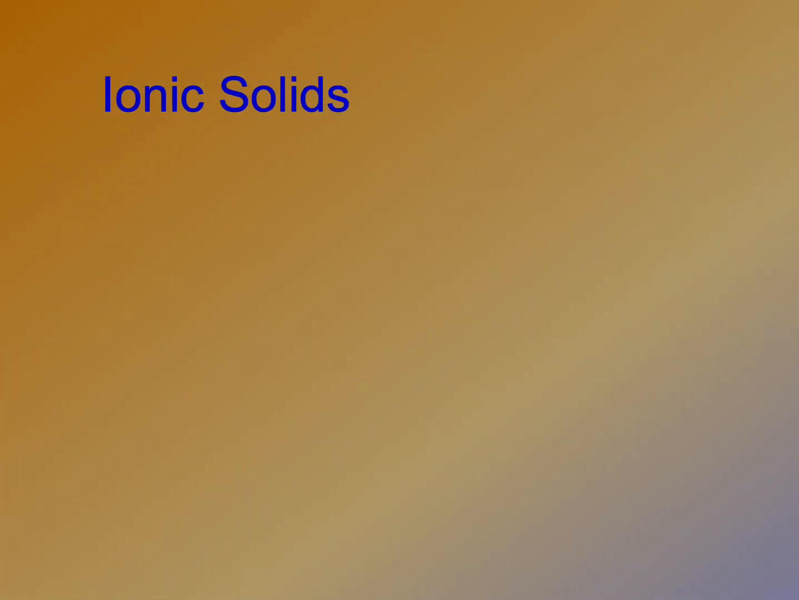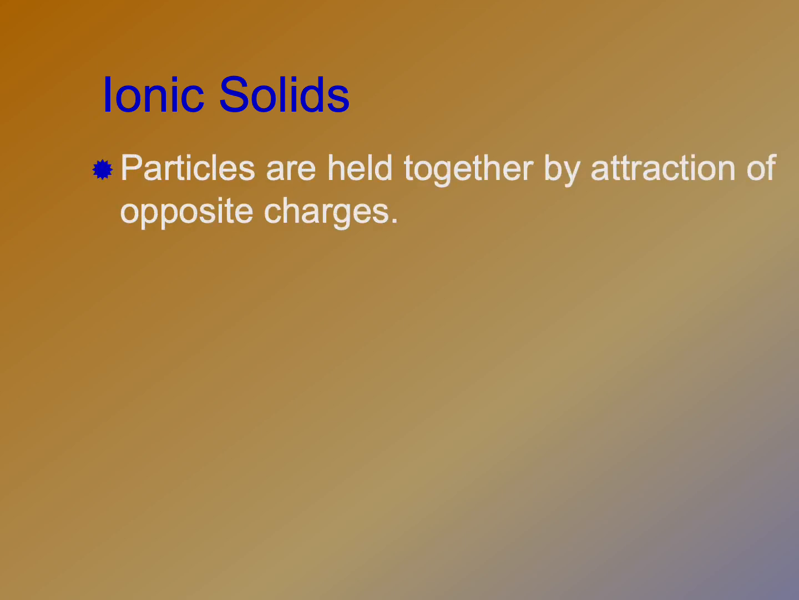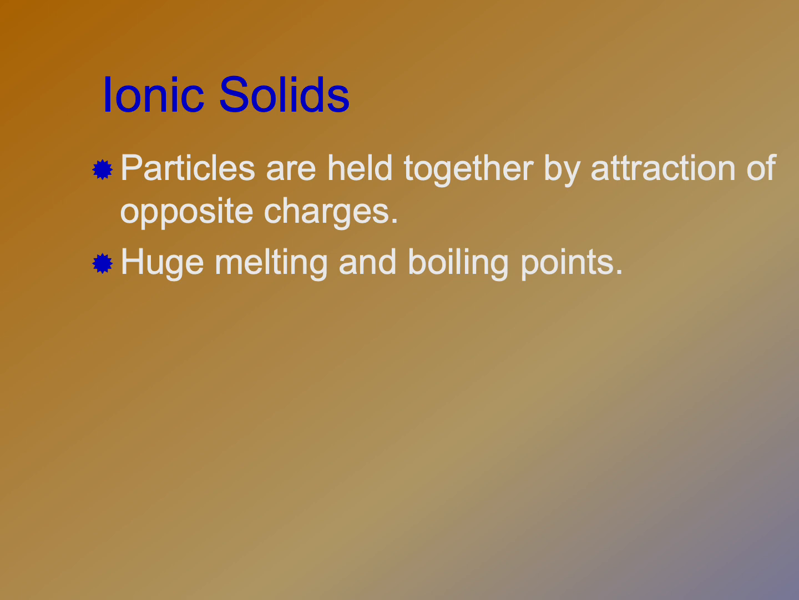So let's look at the ionic solids. Here we said these are going to be our ionic compounds. Particles are held together by the attraction of opposite charges. So you have those alternating positive and negative ions, and each ion is attracted to every surrounding ion. With these, they have large melting points and boiling points. So that's why these are going to be solids at room temperature for us.